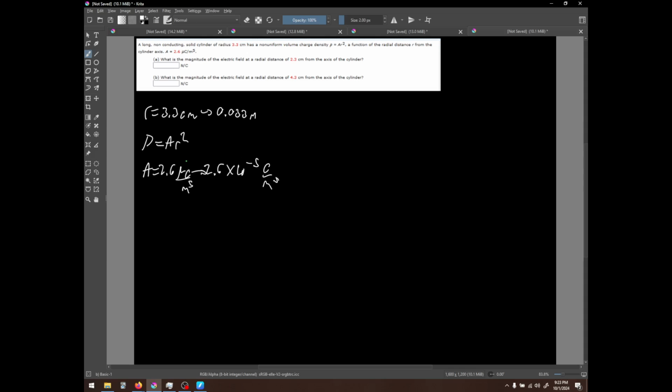What is the magnitude of the electric field? Well, flux equals E dot A. We've got A, and we can find that E. What's E's relationship to this? Because I know E with surface charge, but I don't know E with anything else.